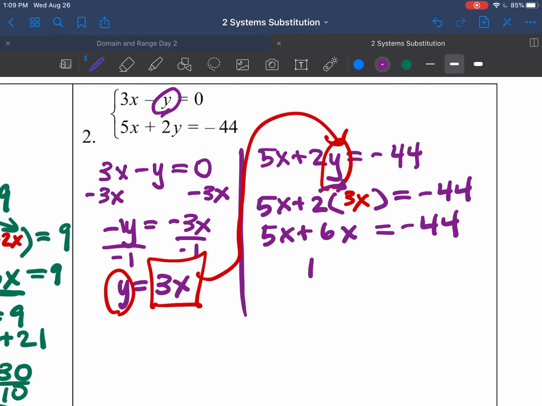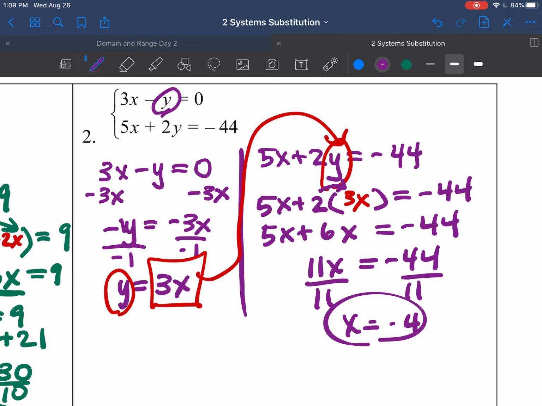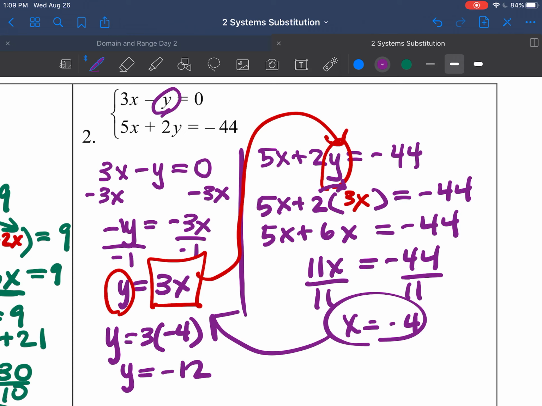And so combine your like terms, you get 11x equals negative 44. Divide by the 11, x equals negative 4. So y equals 3x, which is 3 times negative 4. So y equals negative 12. And so our solution is negative 4, comma, negative 12.